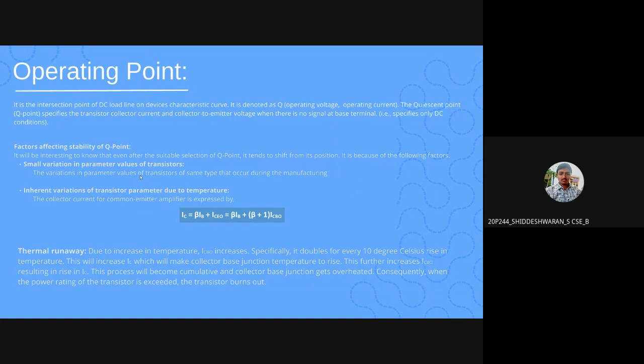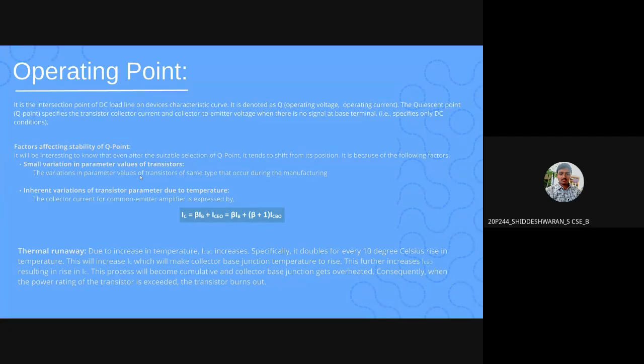The values at the Q point should not fluctuate, but actually they fluctuate a little bit due to two factors affecting the stability of the Q point. One is the small variation in parameter values of the transistor during the manufacturing process, and the other is the environmental temperature, the room temperature in the place where we use the transistor device.